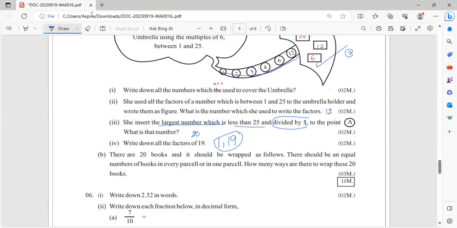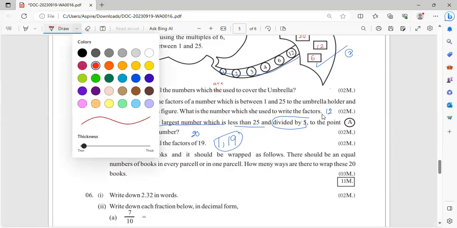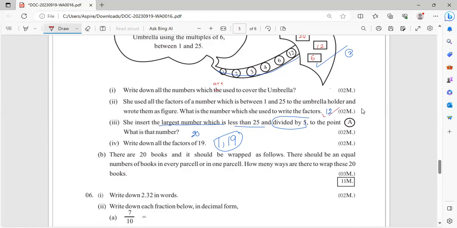හරිද? හරි. බලන්න ඔයගොල්ලන්ගේ marks ඔයගොල්ලම calculate කරගෙන යන්න. If you have written 12, you are given 2 marks. If you have written 20, you are given 2 marks. If you have written 1 and 19, you are given 2 marks.